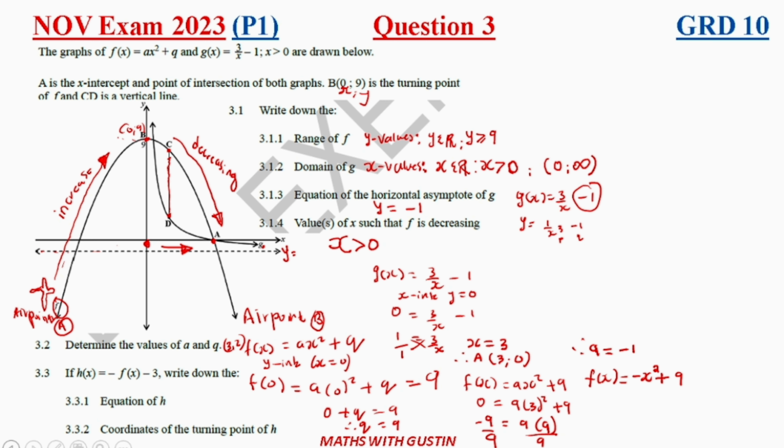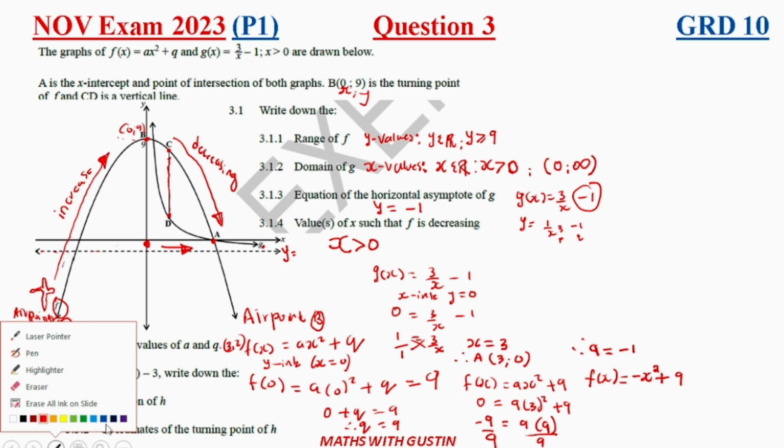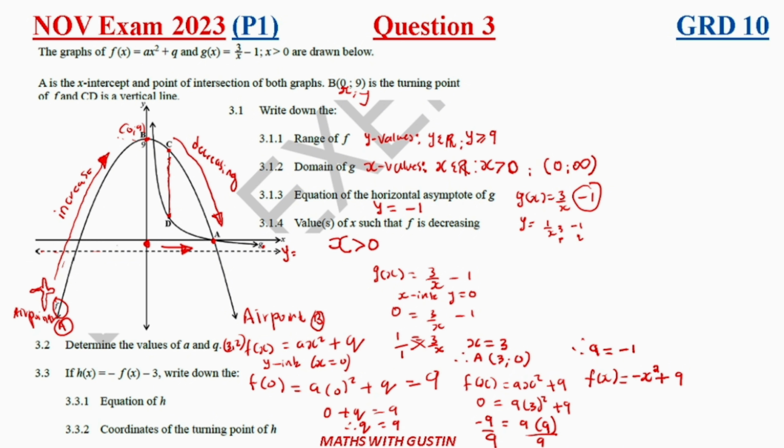Okay, 3.3. I'm going to use a different color here because my workspace is a bit messy, so that you guys can see the difference. So 3.3, in this case they are saying if h of x is equal to negative f of x minus 3, write down the equation of h. So basically guys, this is 3.1, then this is 3.3, not to get you guys confused here.